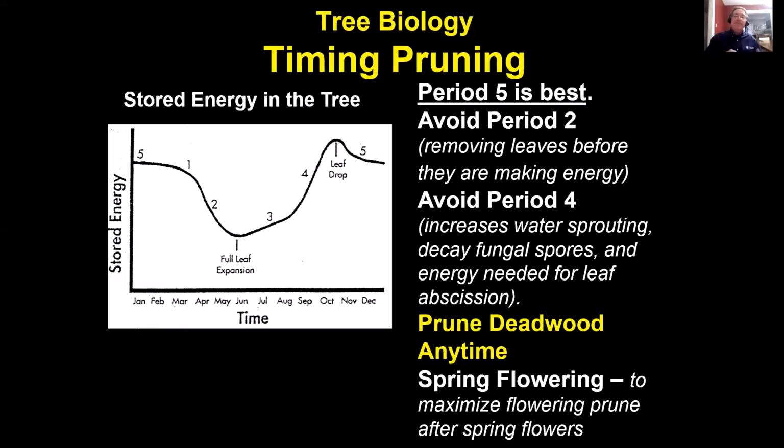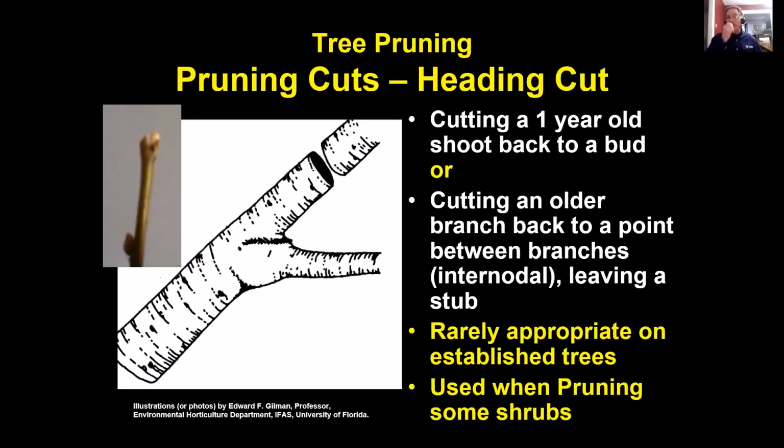That's about risk. It's also about health. If you can get the deadwood off the plant, the wounds are going to close, okay? So let's talk about different types of pruning cuts.